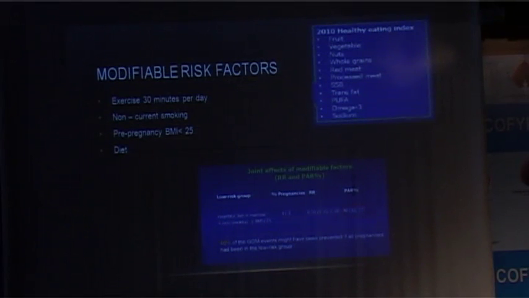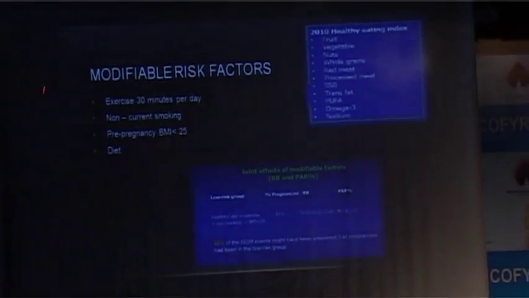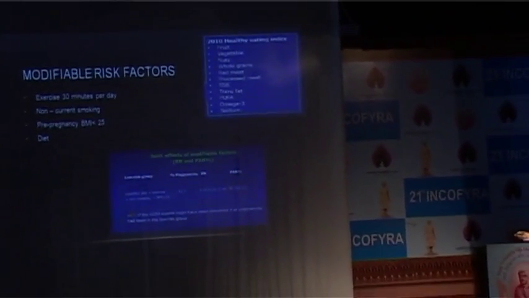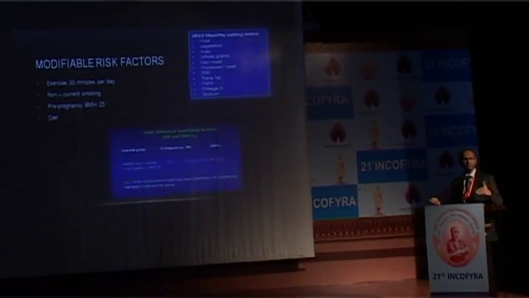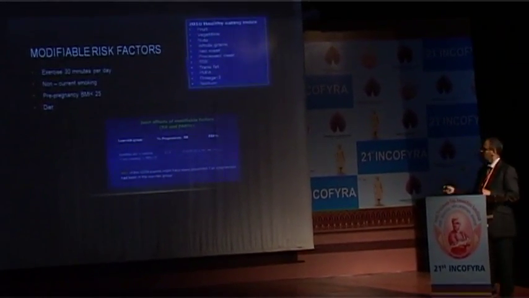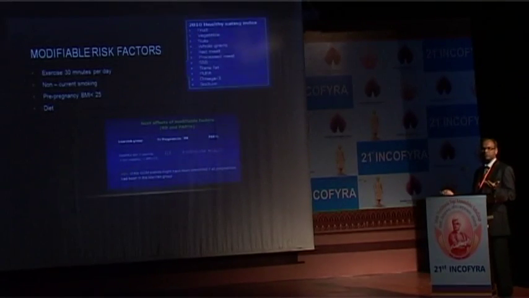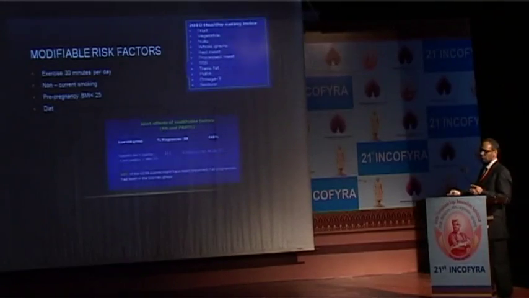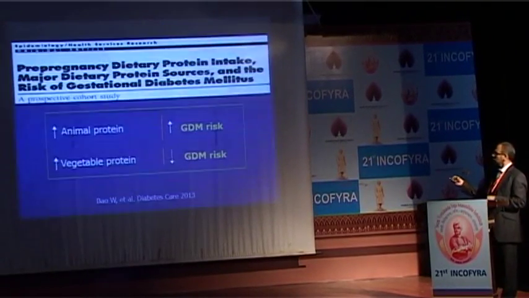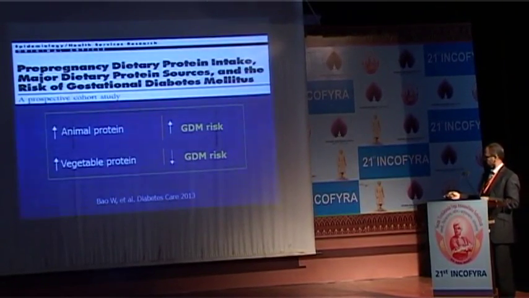So among the modifiable factors, what is recommended is at least 30 minutes of exercise per day, and do not smoke. And aim for a pre-pregnancy body mass index of less than 25. That's for a Caucasian. For an Asian, I would say less than 23 body mass index. And a good healthy diet, food rich in vegetables, salads, and cutting down on the animal protein and not smoking. Nuts are supposed to help.